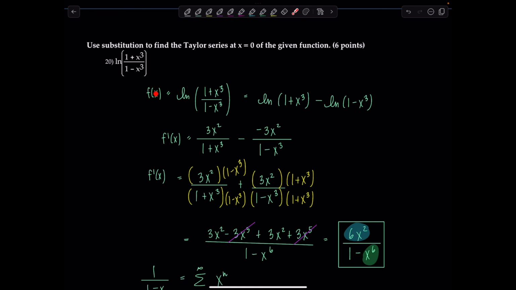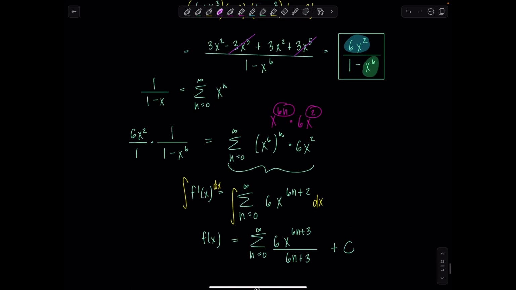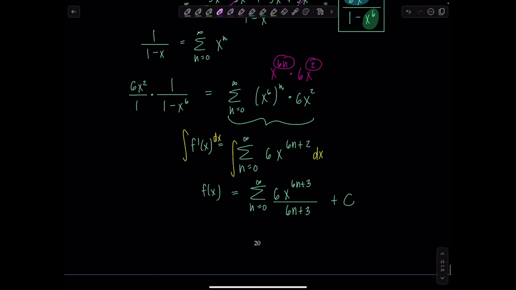I'm going to plug in 0 to find c. So f of 0 would be natural log of 1 plus 0 over 1 minus 0. That's natural log of 1, which is 0. f of 0 is 0. And I can see here, f of 0 would be the sum of 6 times a bunch of zeros plus c. So this whole sum is 0. So c is 0.